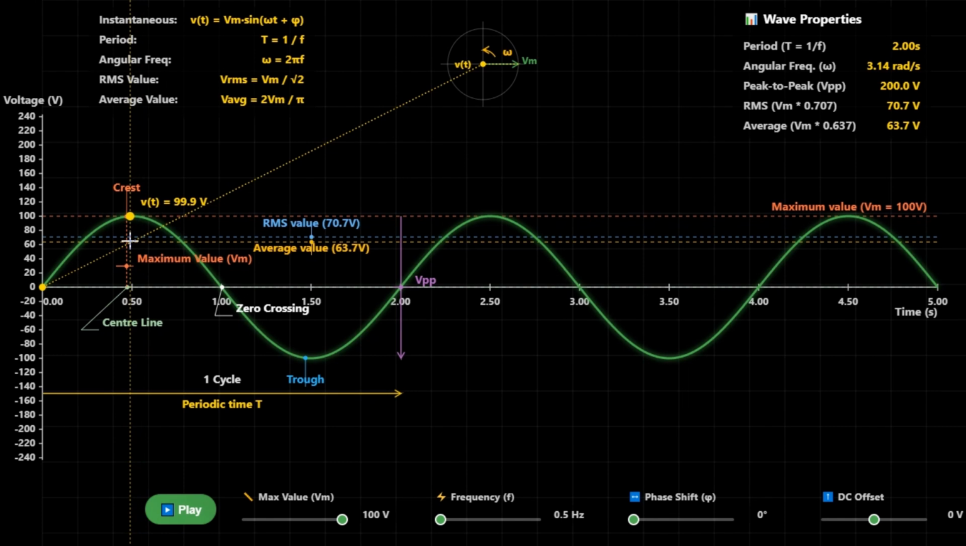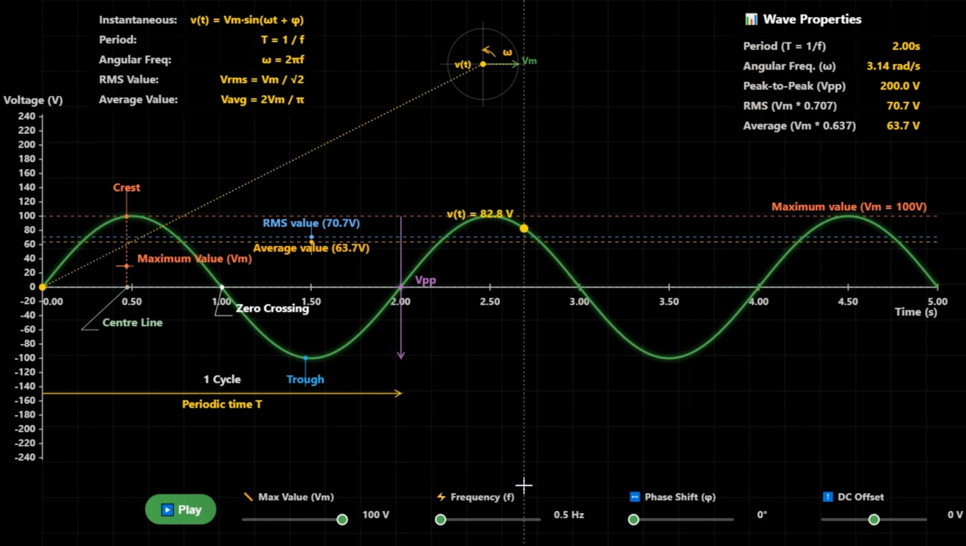Then next is frequency. Now here we can see the frequency is 0.5 Hz. Now what is meant by frequency? The number of complete cycles or waves that occur per second. Now here from this 0 to this 2, it is one complete cycle. Here we can see it is one cycle, and the time it takes to complete one cycle is called periodic time.